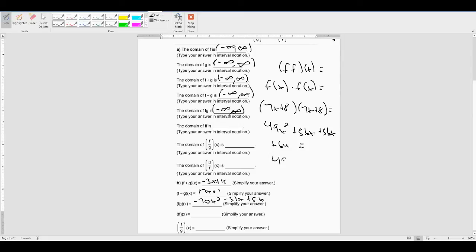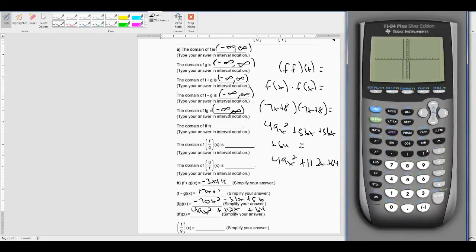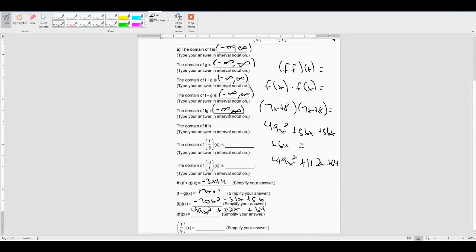Combine your like terms. We have 49x squared, 56x plus 56x is 112x, plus 64. And then that's what goes down here: 49x squared plus 112x plus 64. So let's just graph that one. We probably won't be able to see it. In fact, I'm not going to worry about it because I know that since it's a positive x squared term, it's going to look something like that. And when you go left to right, it goes forever to the left and it goes forever to the right. So that's the domain of that one. It helps to know the basic shapes looking at the first term.